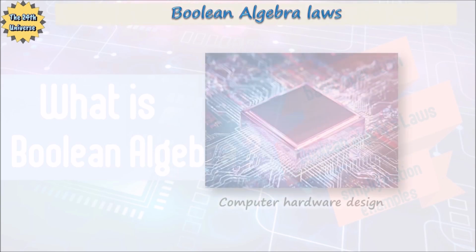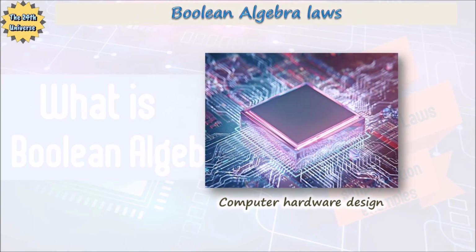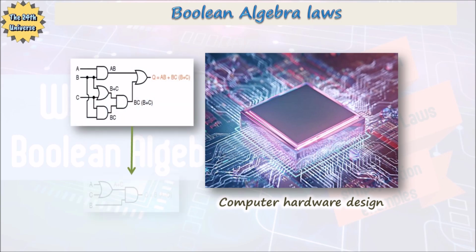Now we shall see Boolean algebra laws. By simplifying the Boolean expression, we can reduce the number of logic gates used in a digital circuit. Hence, we can simplify the digital circuit. Now, how to simplify the Boolean expression? For that, we should know the Boolean algebra laws, which we shall discuss now.